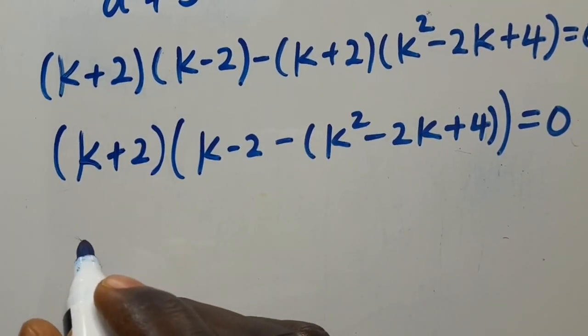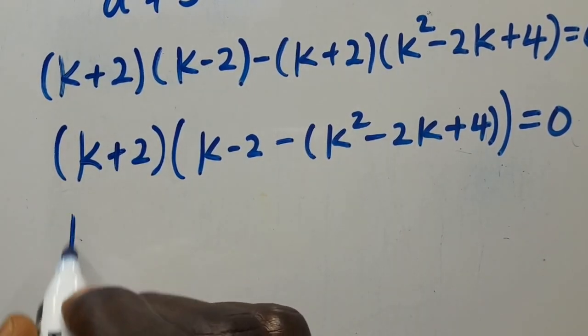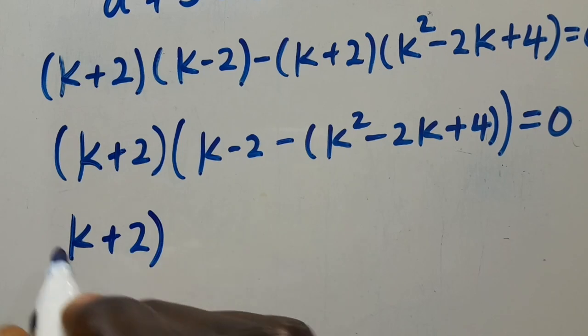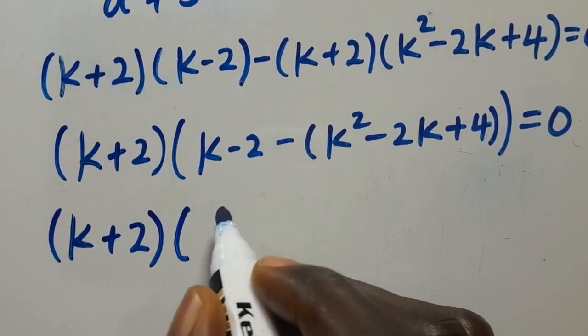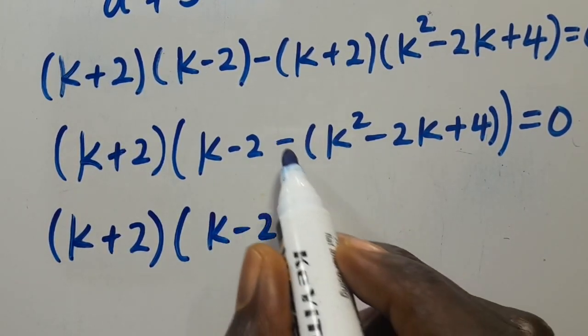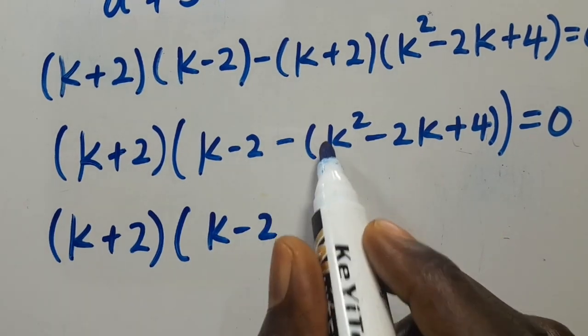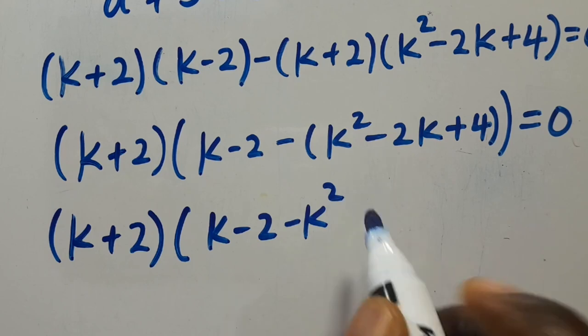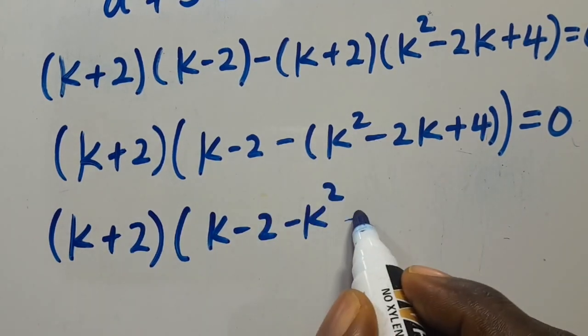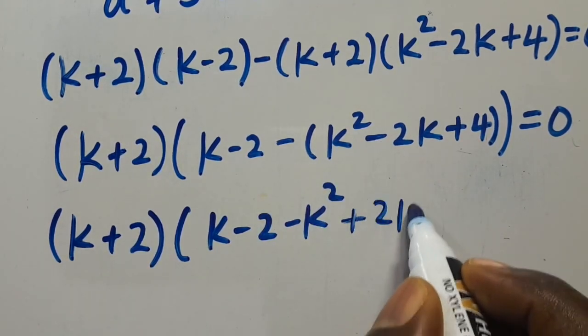From here, we have k plus 2 as this. Then from here, we have k minus 2. When you open the bracket with minus, definitely here will be minus k squared. Minus times minus here will be plus 2k.